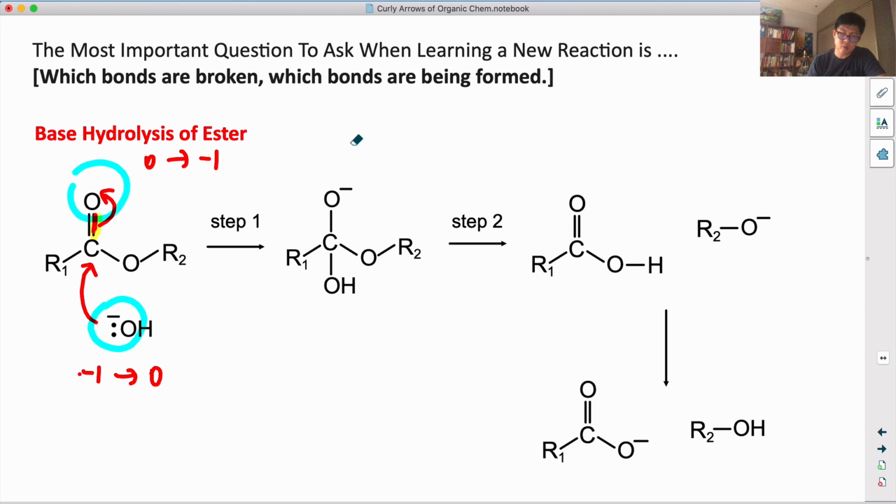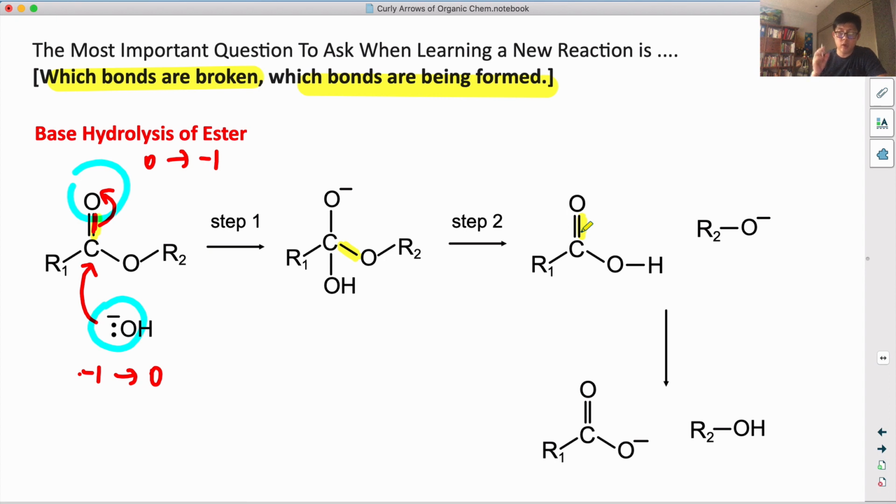Okay, let's look at step 2. In step 2, you must be able to see what bond was broken and what bond was formed. This is a very, very important concept when you do organic chem: which bonds are broken and which bonds are formed. Because if you can't see that, you're going to get stuck. Look at it carefully. I can see that this bond is being broken. Can you see that? And I also can see that this bond is being formed.